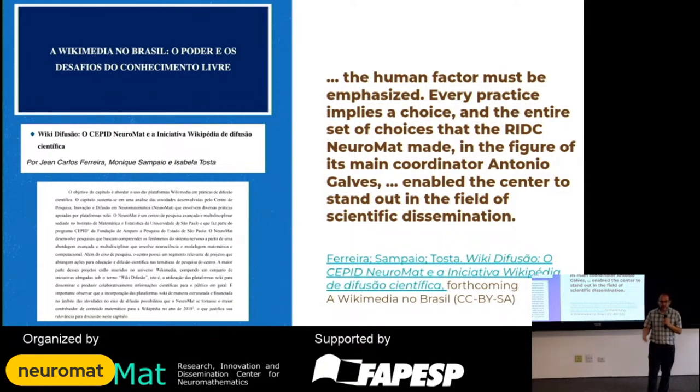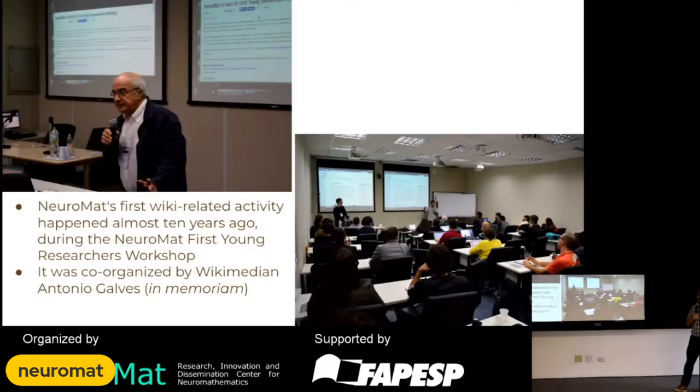At some point, NeuroMat not only incubated the Wikidata Labs, but basically incubated the whole Wikimedia movement in São Paulo. And I think this is really important for us to realize, provide the credit to this person that allowed us to make what we are doing here happen. And this is just a very old picture. This is Antonio Galvez, as he was presenting during our very first Wiki-related activity almost 10 years ago at the NeuroMat First Young Research Workshop. This is a younger version of Célio, who is also in the room. And it was basically co-organized by this Wikimedian, Antonio Galvez, in memoriam.